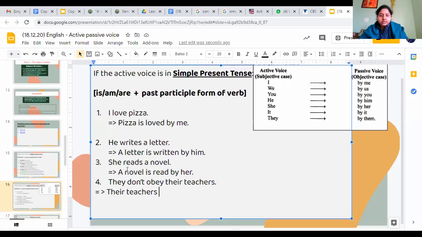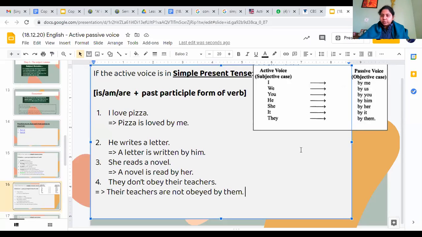So their teachers are not obeyed. Between the auxiliary are and the main verb obeyed, I put not. So their teachers are not obeyed by, and they becomes, if I look at the top corner, by them. That's the exact same sentence everyone is sending in the chat box also. Their teachers are not obeyed by them. That's how you will convert it.